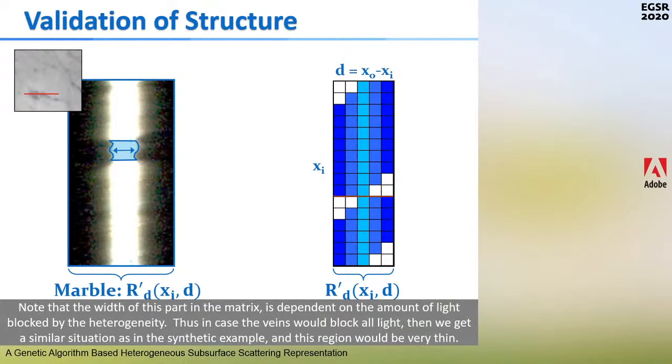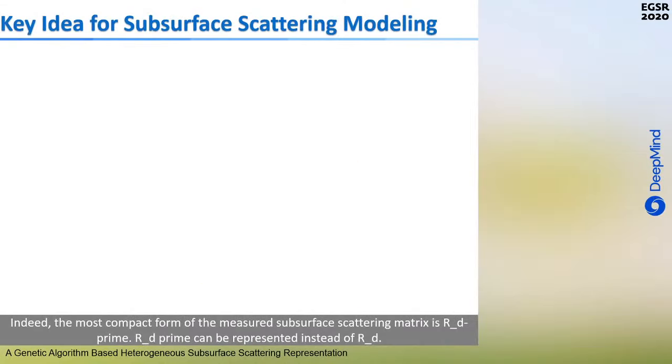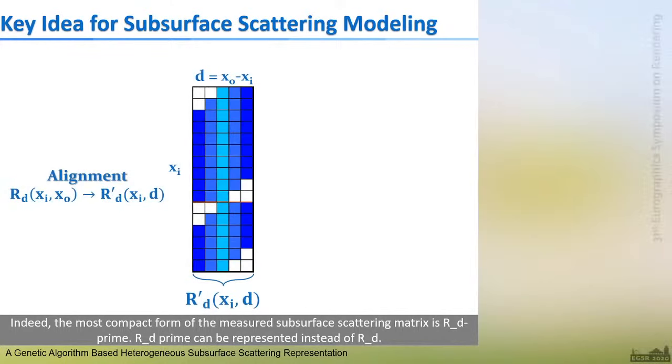Note that the width of this part in the matrix is dependent on the amount of light blocked by heterogeneity. Thus, in the case the veins would block all light, then we get a similar situation as in the synthetic example, and this region will be very thin. Indeed, the most compact form of the measured subsurface scattering matrix is the RD prime. RD prime can be represented instead of RD.